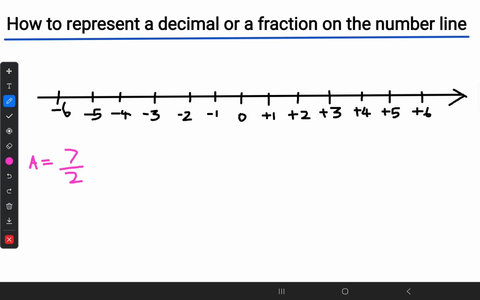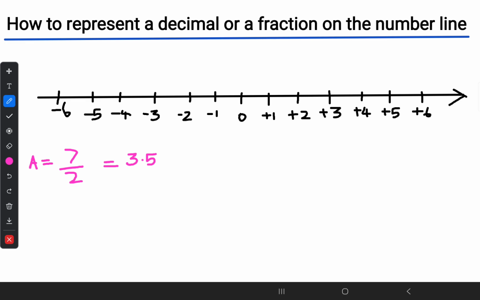7 divided by 2, we cannot directly find the answer. So, somehow we have a fraction. You should convert the fraction to a decimal. When we divide 7 by 2, 3 times 2 is 6, remainder 1. Place the decimal, and add a 0. In 10, we have 5 times. So, 3.5 would be the corresponding decimal. 7 by 2, that means in decimal 3.5.